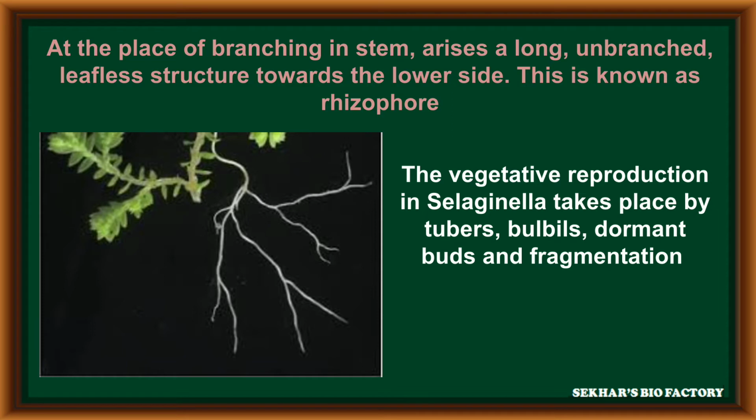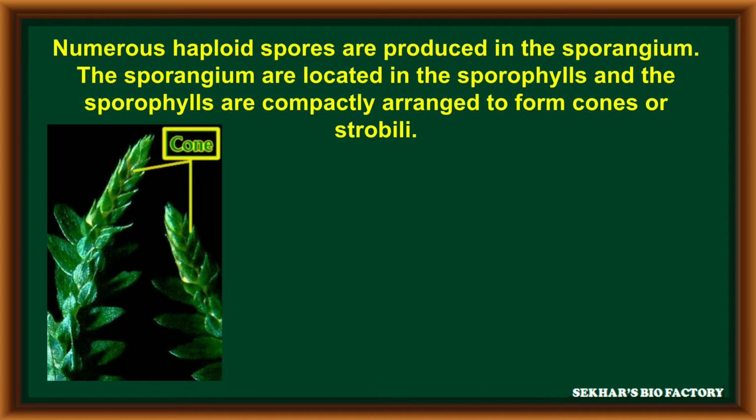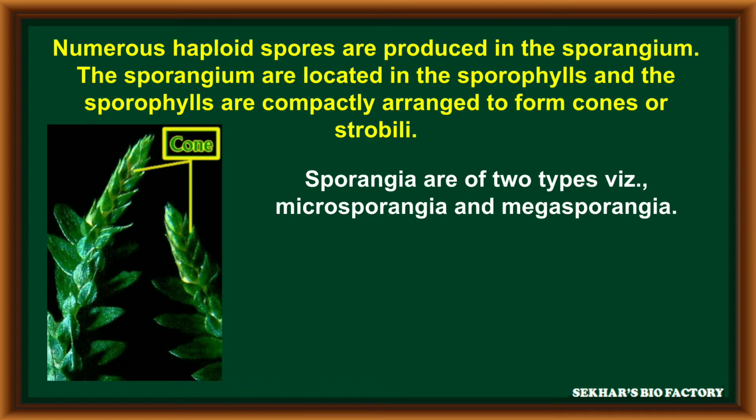Vegetative reproduction in Selaginella takes place by tubers, bulbils, dormant buds and fragmentation. Numerous haploid spores are produced inside the sporangium. These sporangia are located on sporophylls. All these sporophylls are compactly arranged to form a cone or strobilus. The sporangia are basically of two types. One is called the microsporangium and the other is called the megasporangium.